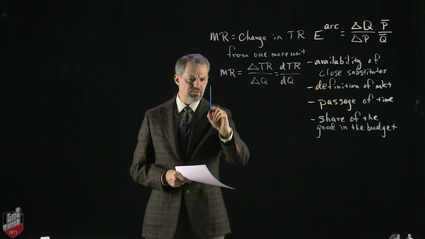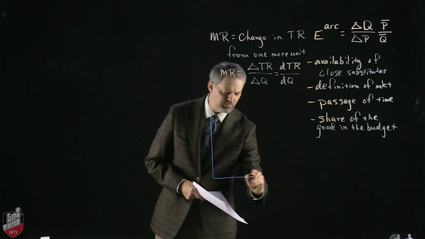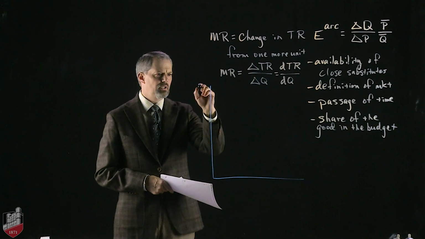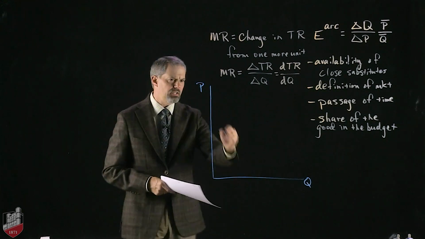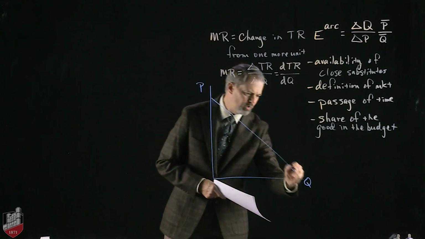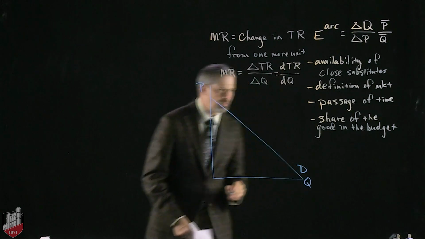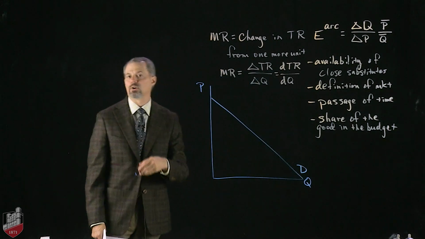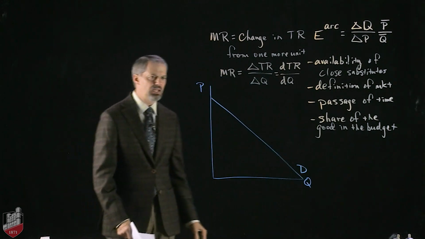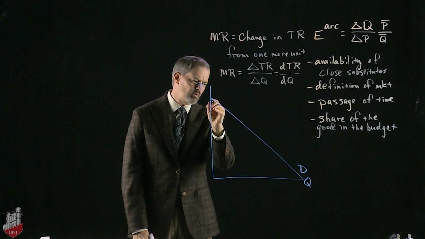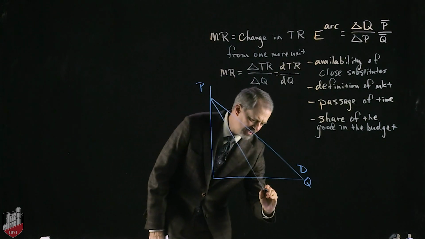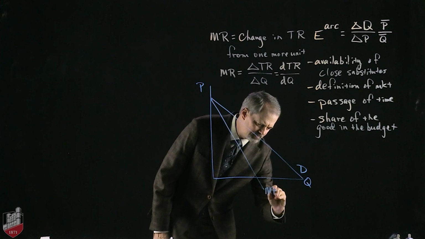Remember, if we're going to think about the marginal revenue curve for a linear demand curve, here's what it looks like. If we've got our price and quantity and we have a linear demand curve, hopefully you remember from a principles of micro class or an intermediate micro class maybe that the marginal revenue curve is going to have the same intercept and twice the slope. So it's going to come down just like that.